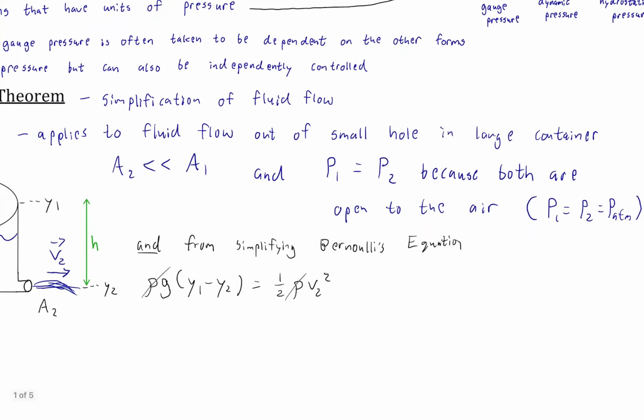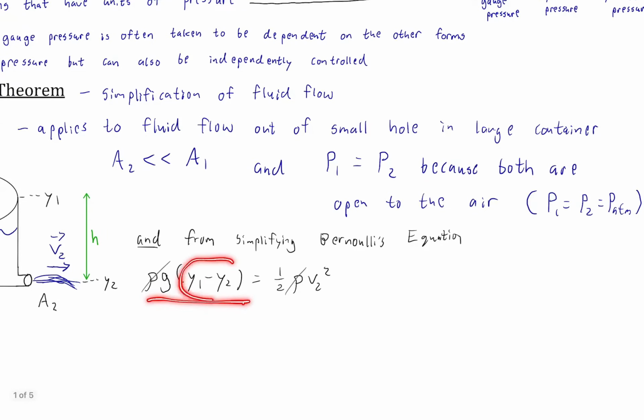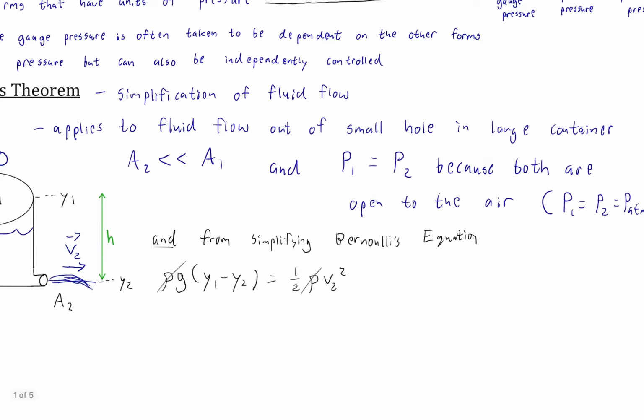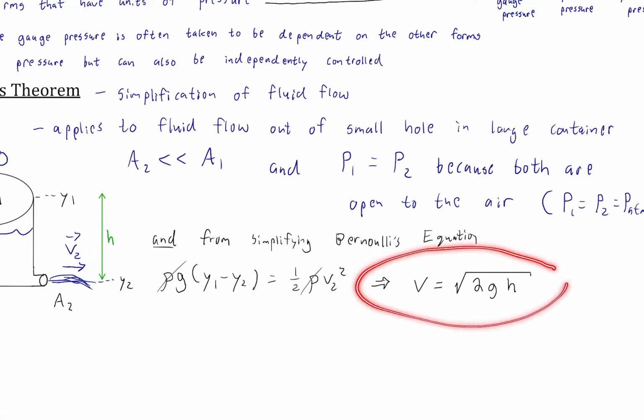After all, this is Bernoulli's equation. It looks something like this, and here's that gravitational term. Here's the difference in the heights, right? So y1 minus y2 would just be h. And here's the dynamic term, and the gauge pressure is gone because it was equal on both sides of the equation, so it canceled out. And so when you solve for v, you get the square root of 2gh. That might look familiar. It should.